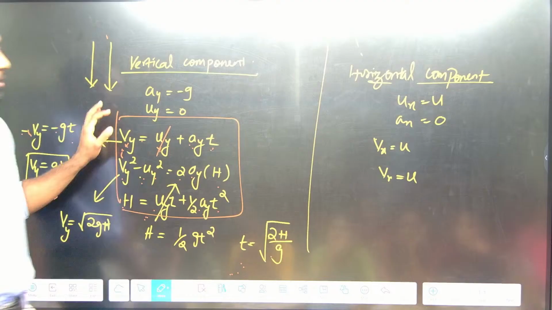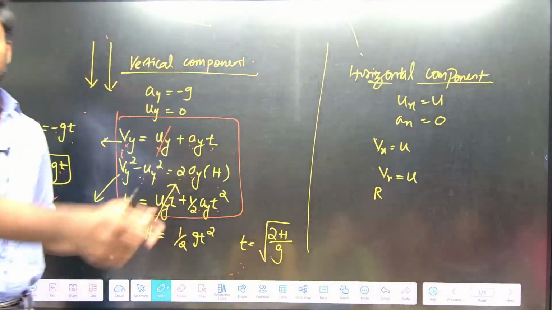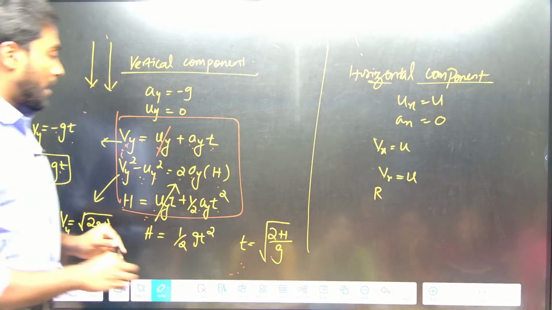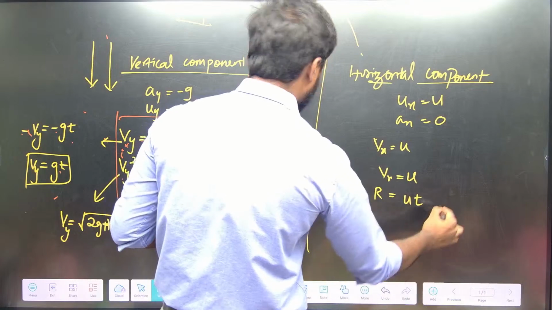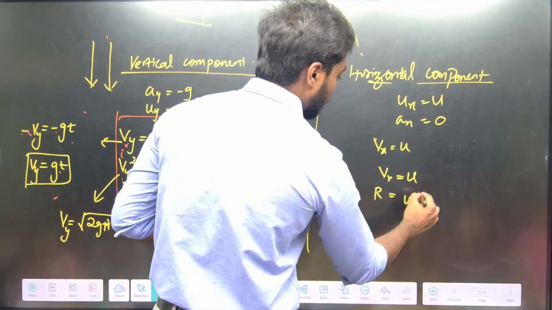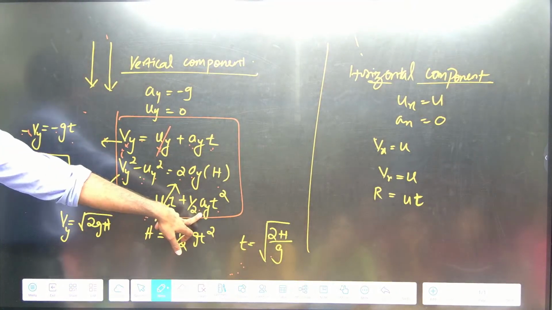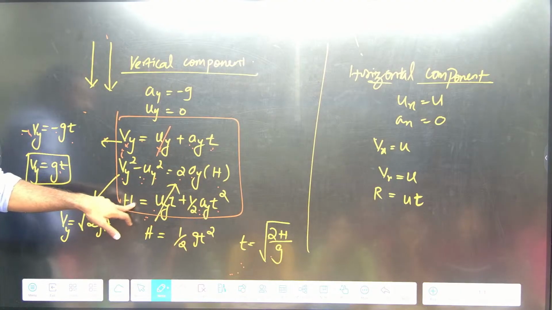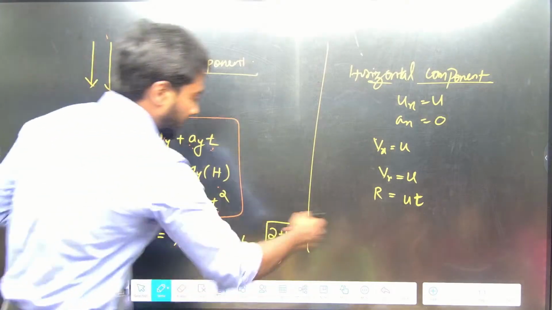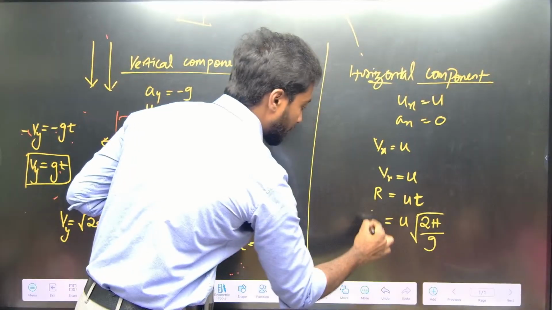So here the final equation is the range. On the x axis, I have told that is the range. R is equal to ut plus 0. So only ut will be there, like ax is 0, one by two ax t square. ax will be 0. So range will be equal to u into t. So what is t here? Root over 2h by g. This is my range.